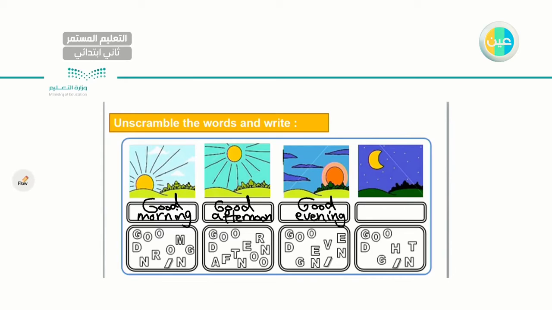And the last one will be, I can see an N, an I, G, H, T. Good night. Very good. It is good night. Excellent. Good night. So let's read them. After we unscramble the words, I have good morning, good afternoon, good evening, and good night. Very good. Let's go to the next one.